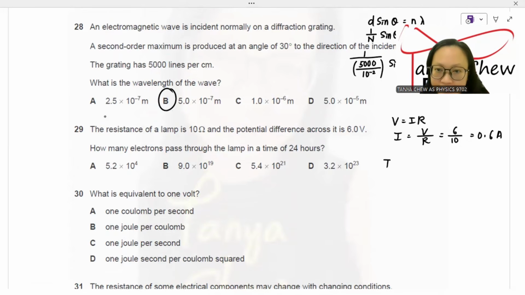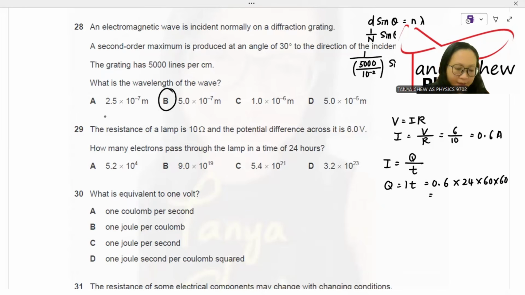And current is defined as rate of flow of charge. I find the charge first, current times time. So the current is 0.6 and the time is 24 hours. You have to convert to second, times 60 times 60. Now 0.6 times 24 times 3,600, and I'm just going to write it all, 51840 coulomb. Total charge is also depending on the number of electrons that flow in the lamp times the charge of one electron.